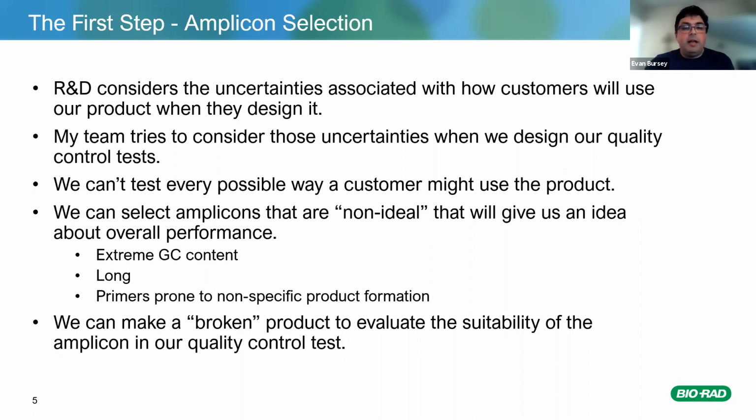Another thing we do during development as well is we'll actually intentionally make broken products. So we know the formulation, this is how to make the product, and we'll intentionally make a product that we know is going to work poorly. And then we can use that to evaluate the suitability of the various amplicons that we might be looking at for our QC testing. So we have some choices to make up front. What sort of amplicons are we going to select to test this product? And we make those choices and try to address the uncertainties around customer usage.